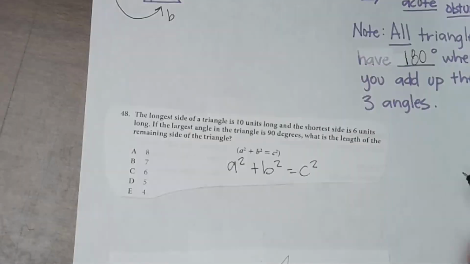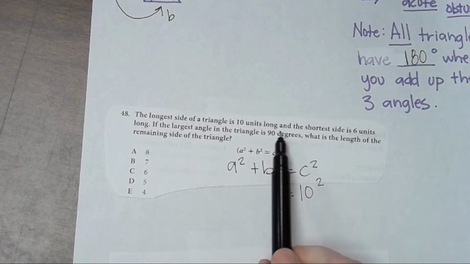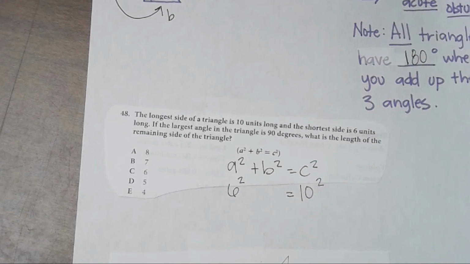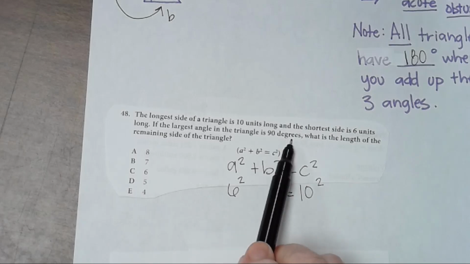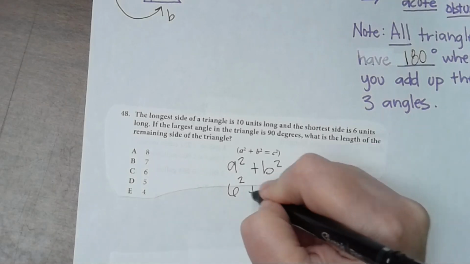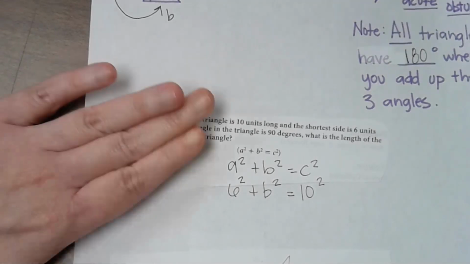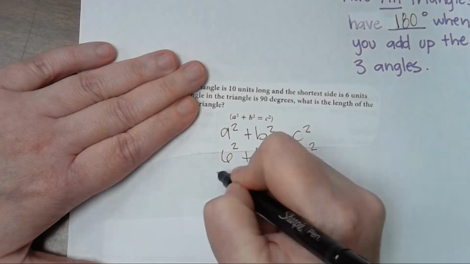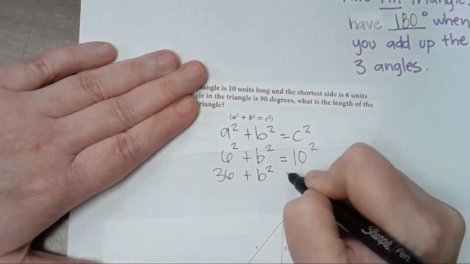C is going to be 10, so 10 squared equals, and the shortest side is 6 units. It does not matter if we put this 6 for A or B. If the largest angle in the triangle is 90 degrees, this is just telling you it is a right triangle. What is the length of the remaining side? So we are going to solve for B, this remaining side that we do not see. You can use your calculator for this, but I happen to know these. 6 squared is 36 plus b squared, we don't know that one yet, equals 10 squared, which is 100.